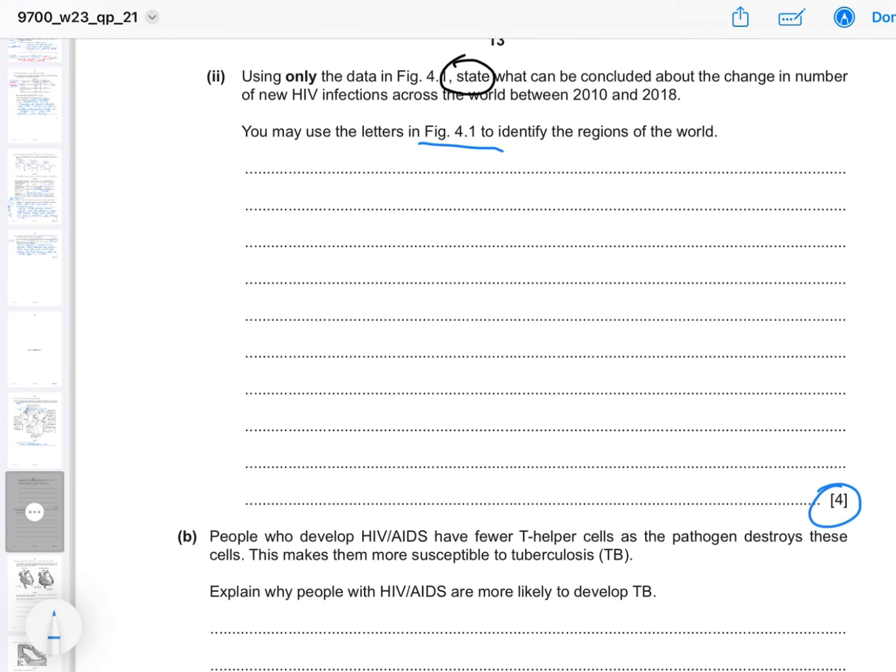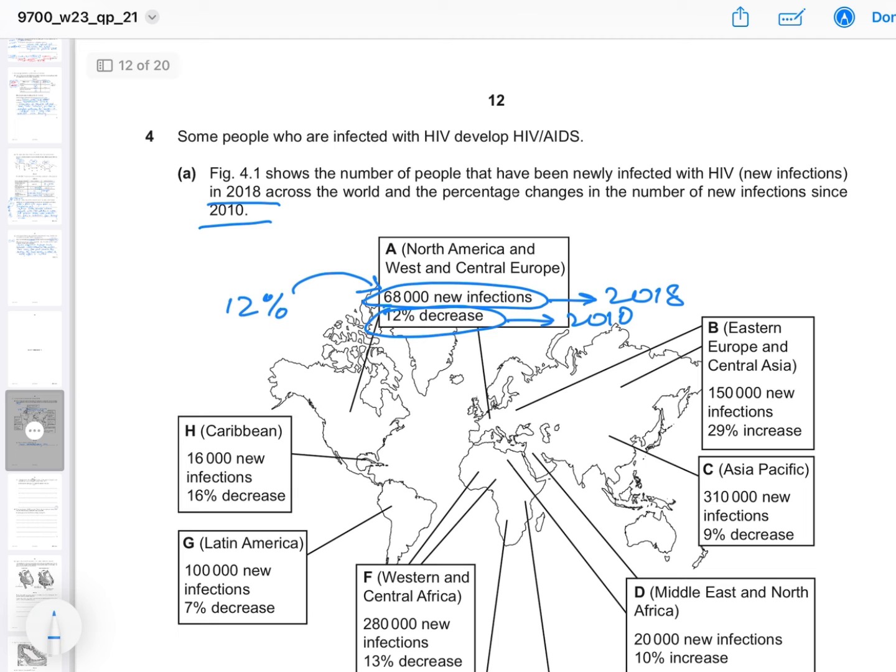So generally speaking, the number of HIV infections decreased in all areas from 2010 to 2018, except for the Middle East and North Africa, as well as the East, Europe and Central Asia region. Let's look over here.